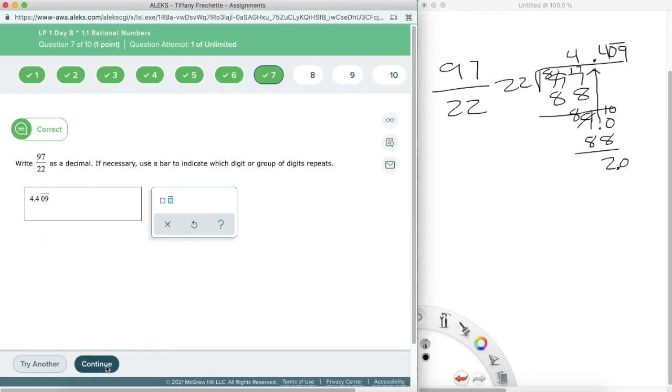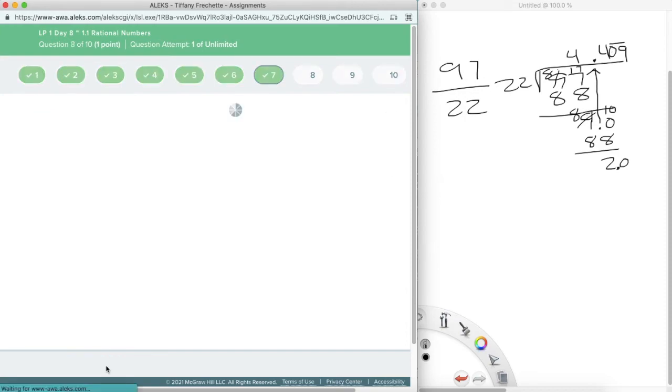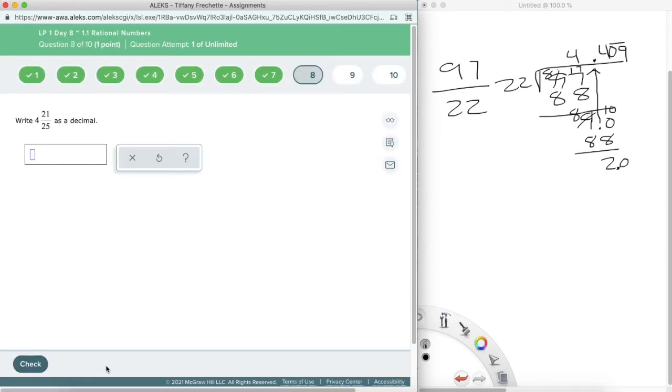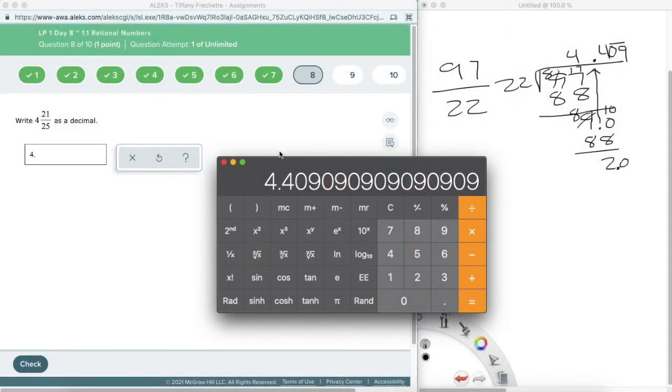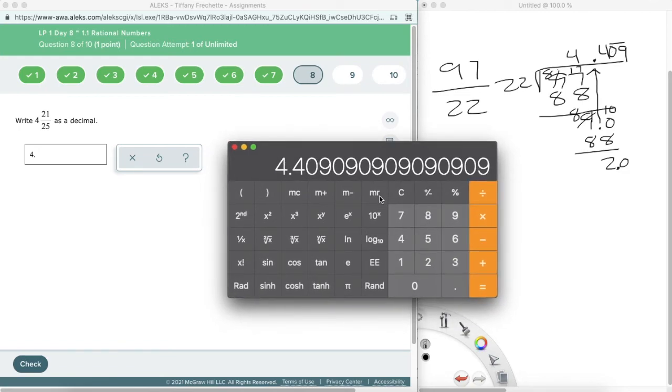Okay, next one. We have 4 and 21/25. So remember, I already know it's going to be 4 dot. That's a whole number. That whole number 4 is going to stay a whole number 4, even though I'm changing it to a decimal. So we can go back to our calculator here, which is dropped behind there. I'm going to clear it out. I always clear it out to make sure that there's no calculations in the background, because sometimes if there's something kind of in waiting, it'll mess up your calculation, but you might not even realize that it did until you get the answer wrong.